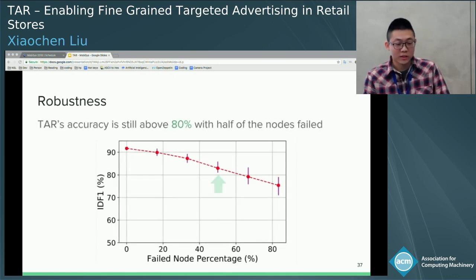We randomly turned off some nodes in TAR to test its robustness. The result shows the system is robust to failures because each node runs BLE vision matching by itself, and the only loss is the benefit from the cross-camera ID filtering.